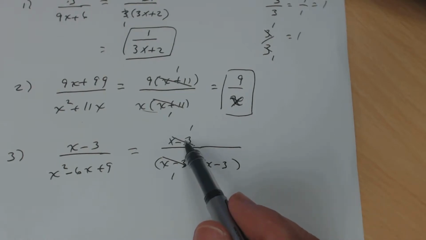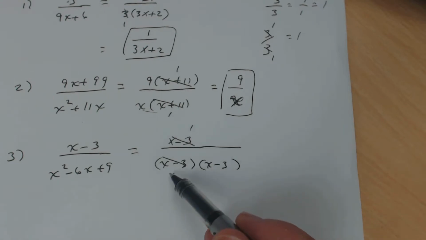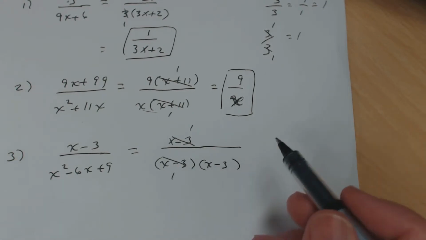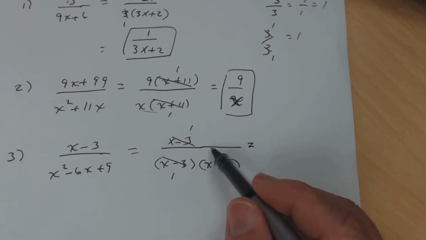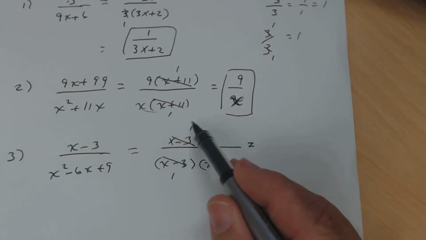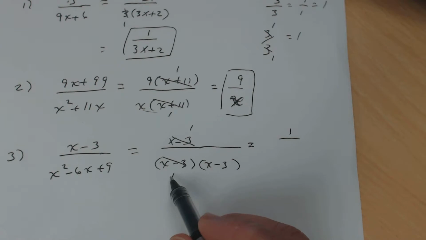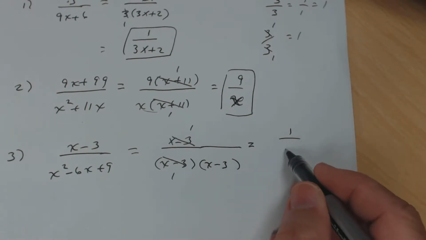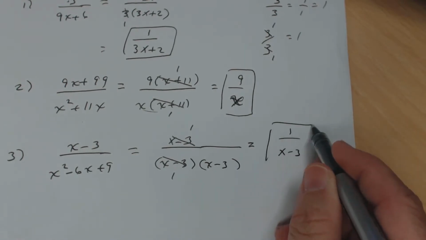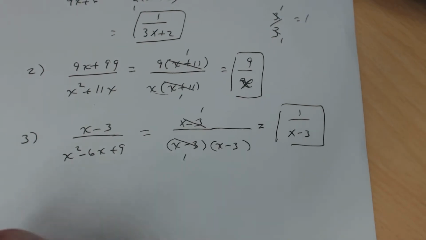So when I divide x minus 3 into x minus 3, I get 1. And so that's about all I can do. So the answer will be 1. The numerator is 1, and 1 times x minus 3 is x minus 3. All right, so that's the answer there.